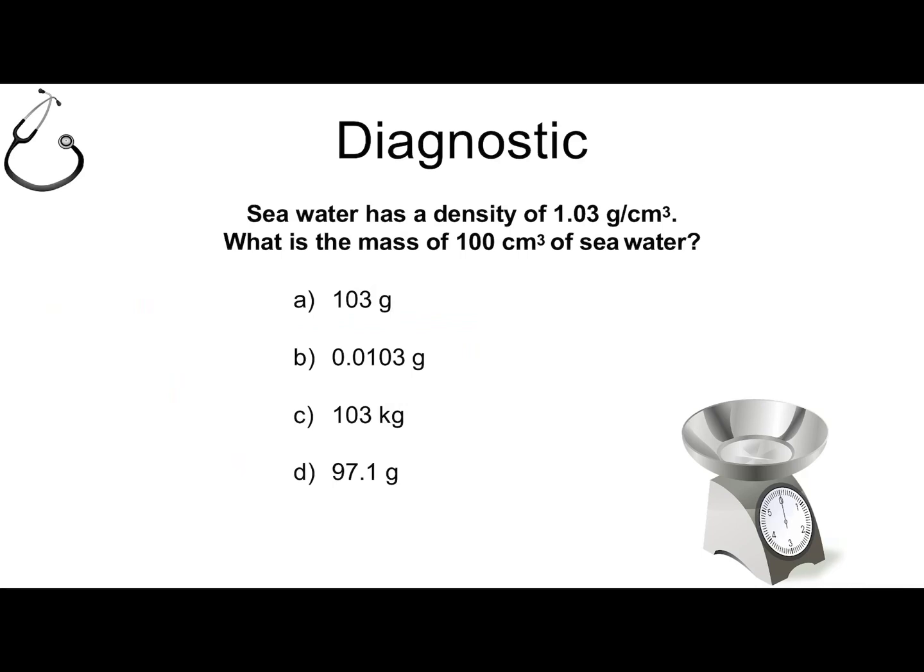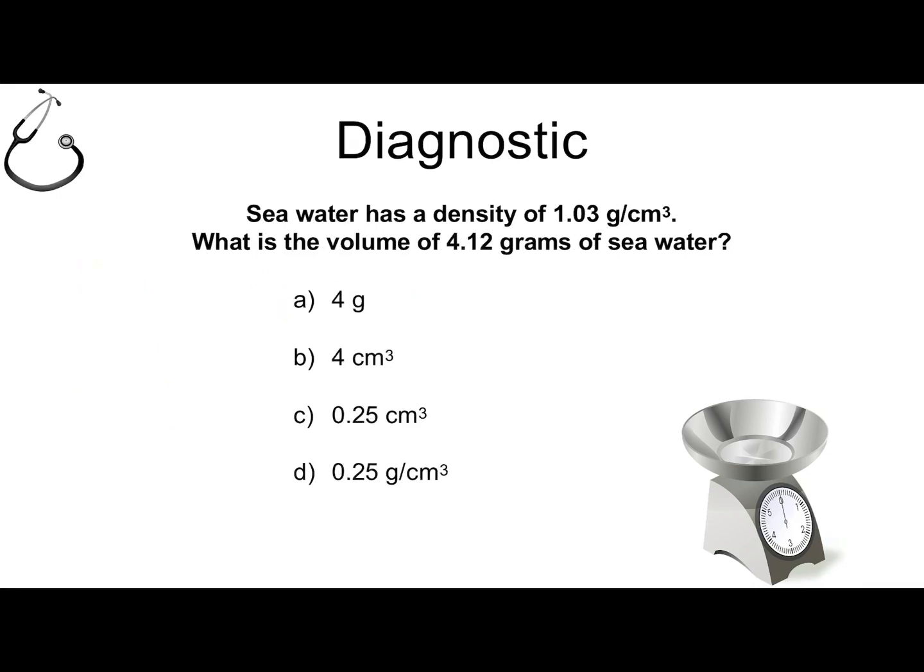Seawater has a density of 1.03 grams per centimetre cubed. And seawater is slightly more dense just because there's salt in there. What is the mass of 100 centimetres cubed of seawater? So mass is equal to density times volume. So mass is equal to 1.03 times 100. So that should be 103 grams. Again, no problems with the unit of measure on this question.